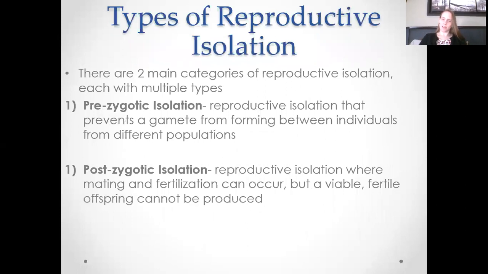So there are two main categories of reproductive isolation. The first is pre-zygotic isolation, and the second is post-zygotic isolation. So pre-zygotic isolation is when there is something that prevents gametes from mixing between the individuals of different populations. So pre-zygotic means that there's something happening before a zygote would form to prevent a zygote from forming.